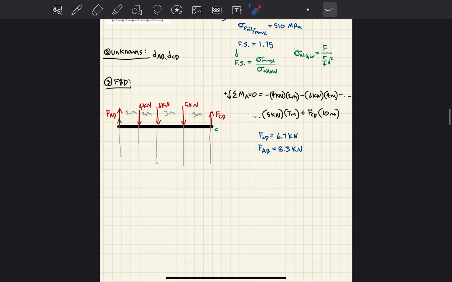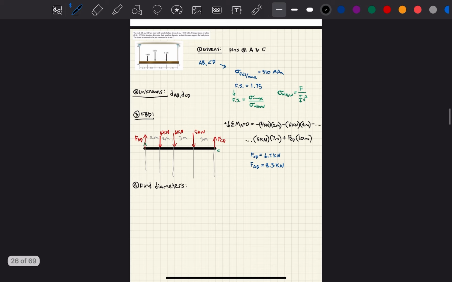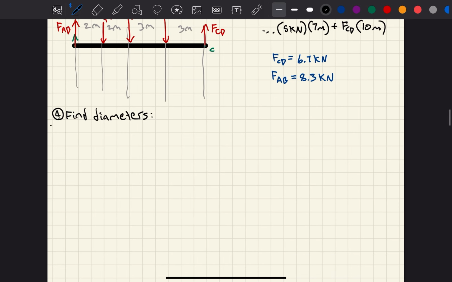Perfect stuff. Now I'm going to find the diameters. So find diameters. And then I want diameters of AB and CD. Perfect. A way I like to do these type of equation problems is I start with my unknown, so my final answer. I want to find this, right? And then I start webbing out. So I say that, okay, I know that I can use this formula, right?